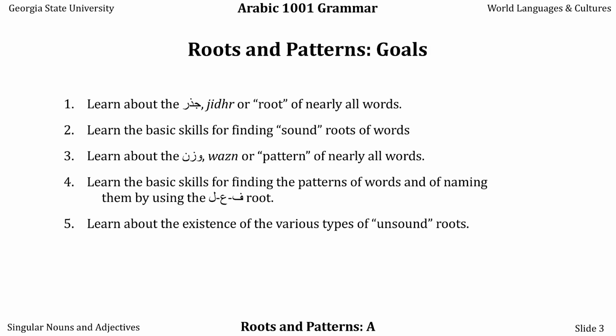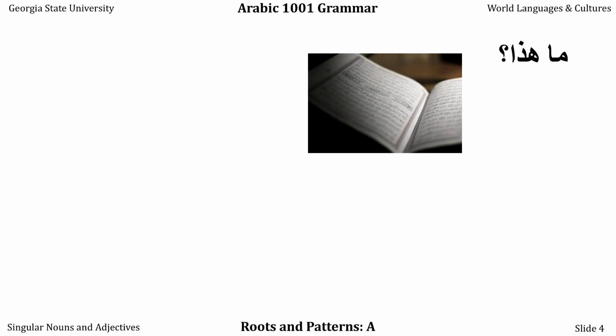This lesson has several goals: to learn about the jidr or root of nearly all words, to learn the basic skills for finding what are called sound roots of words, to learn about the wazn or pattern of nearly all words, to learn the basic skills for finding the patterns of words and of naming them by using the fa-ain-lam root, and to learn about the existence of the various types of unsound roots. We've seen this before, it should be familiar.